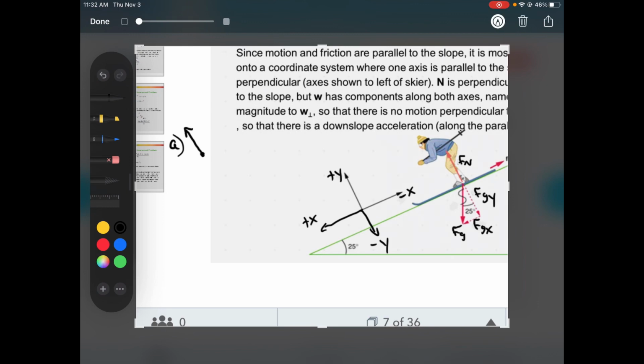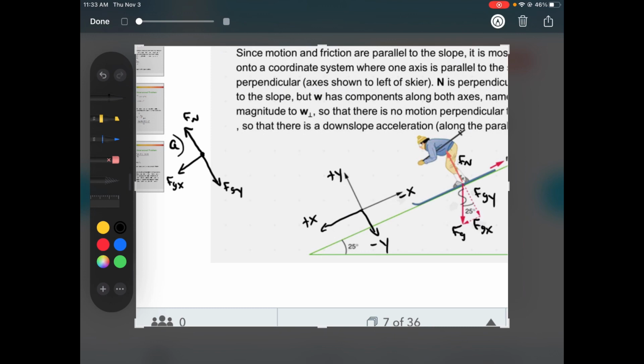We have our normal force. My angle might be off a little bit, but we have our weight in the y direction, weight in the x direction, and that's it. There's no frictional force here. So the weight in the y direction and the normal force are going to counteract each other. Again, normal force doesn't always counteract just the weight, but it does counteract parts of the weight sometimes.